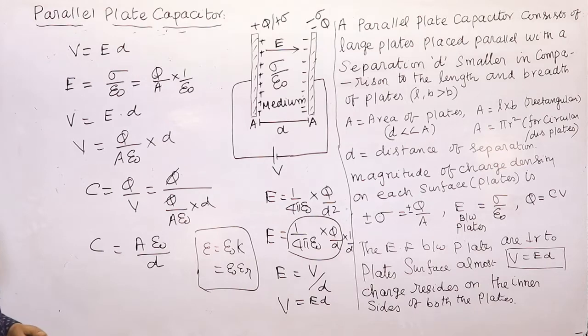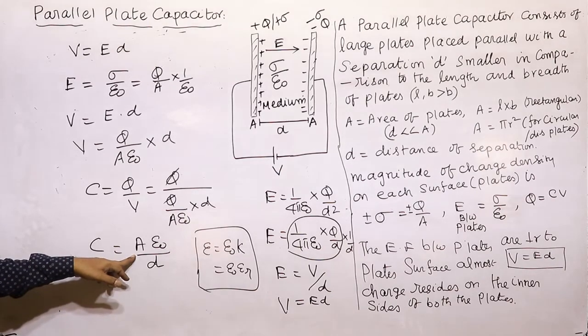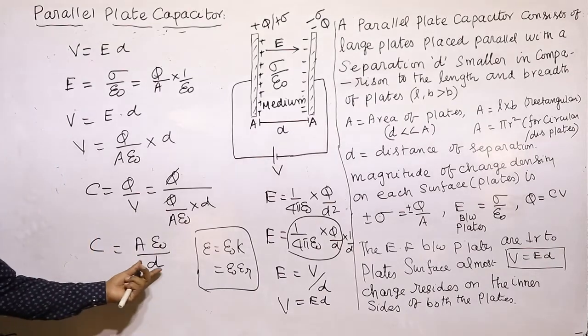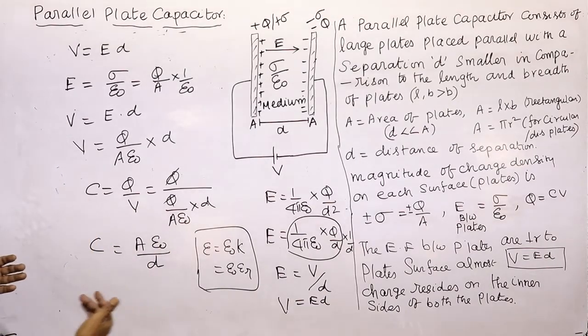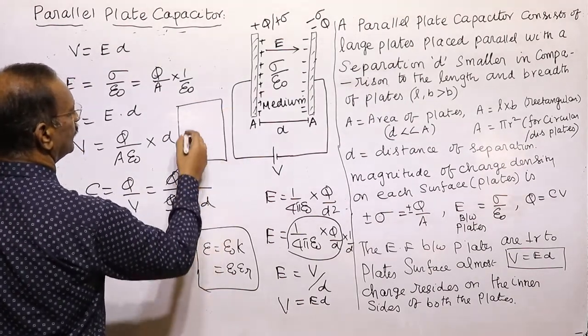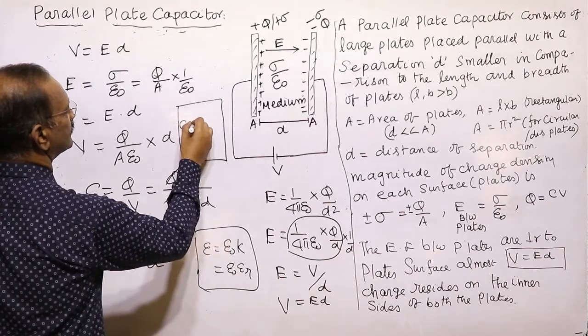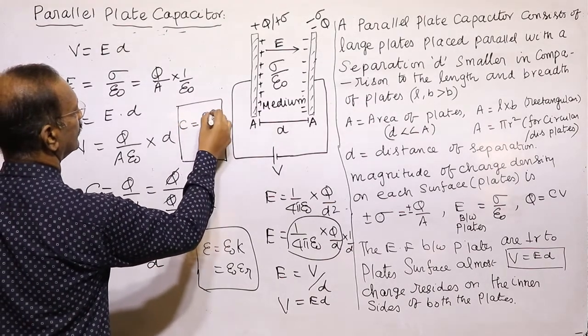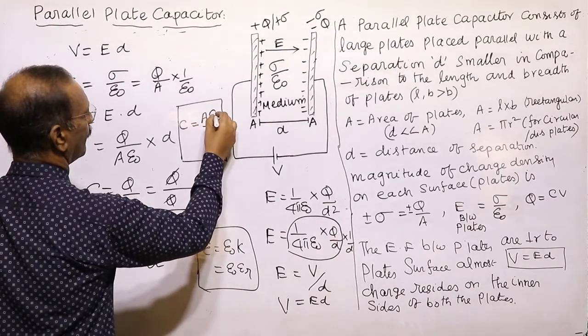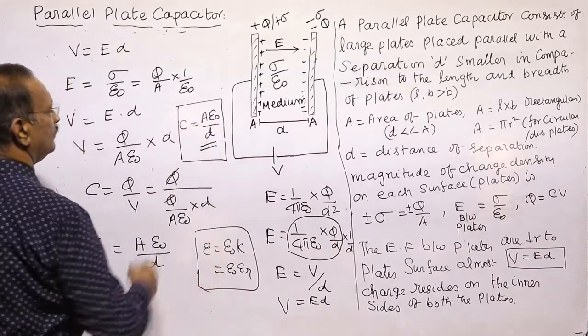From this you can see that the capacitance of parallel plates depends upon the area, depends upon the dielectric, and is inversely proportional to the distance between the plates. So for a parallel plate capacitor, capacitance is equal to A epsilon naught by d.